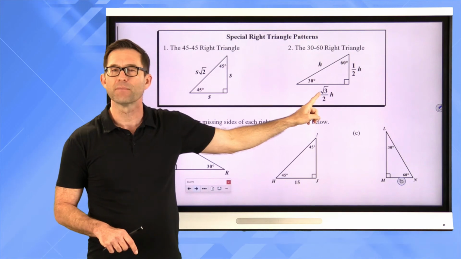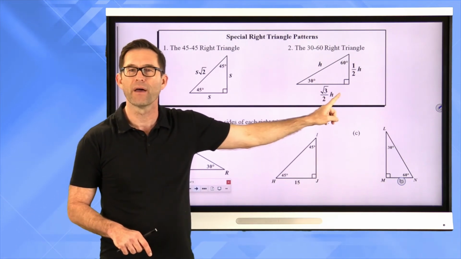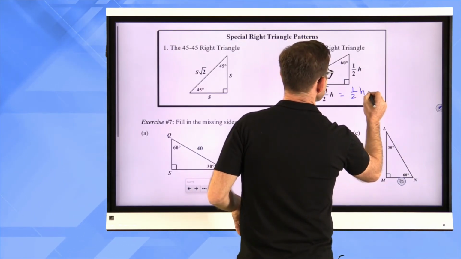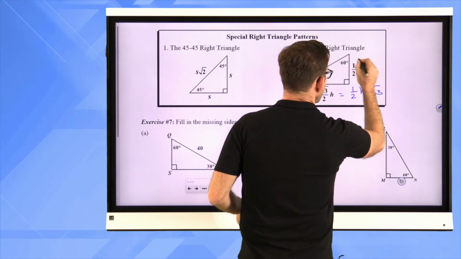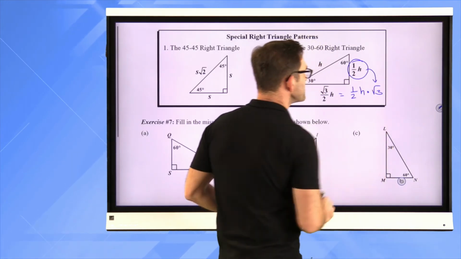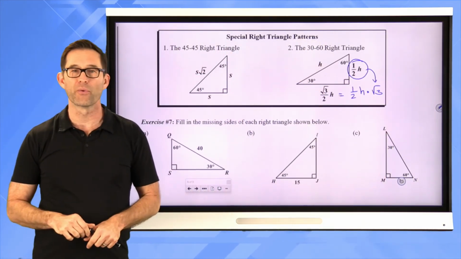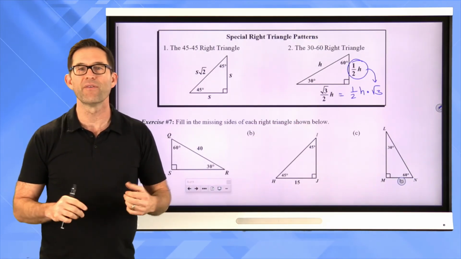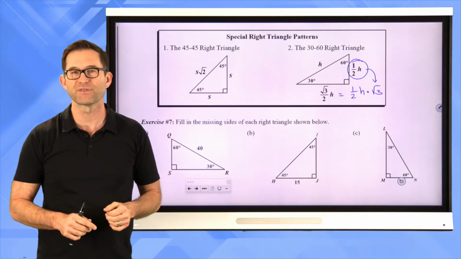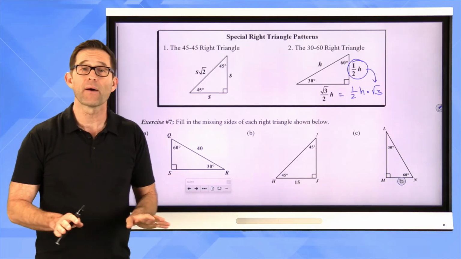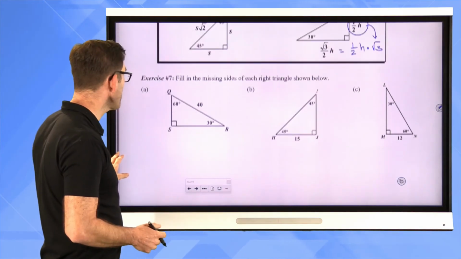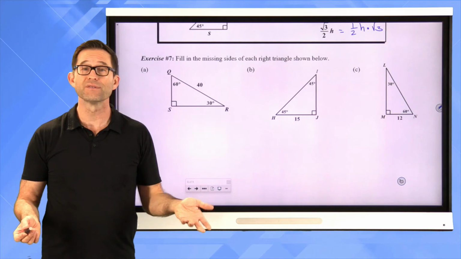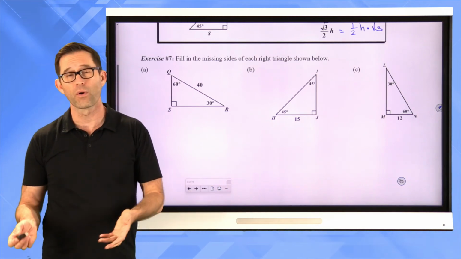Now, the longer side, I'm saying, is root 3 over 2 times the hypotenuse, but really, it's 1/2 of the hypotenuse times root 3. In other words, it's this that's then being multiplied by root 3, which is what we saw, but the way that it's typically phrased is root 3 divided by 2 times the hypotenuse. All right. Now, what these patterns allow us to do is very, very quickly fill in the lengths of sides of right triangles that are either 45-45 or 30-60.